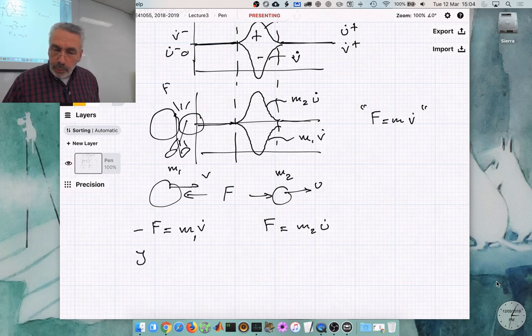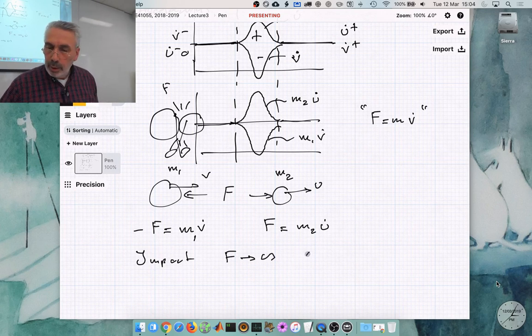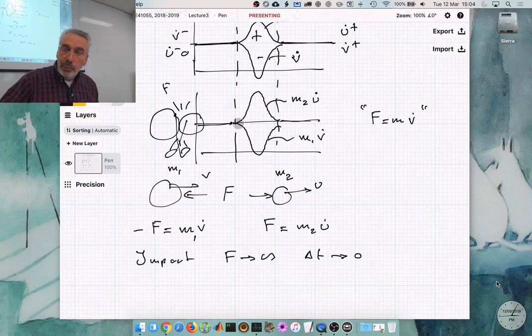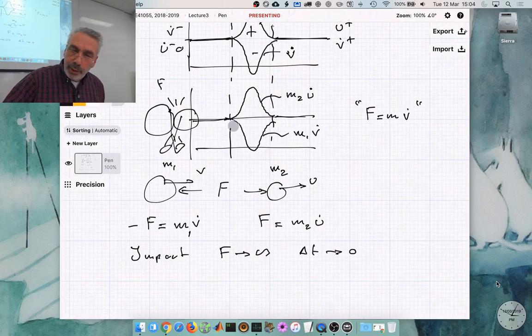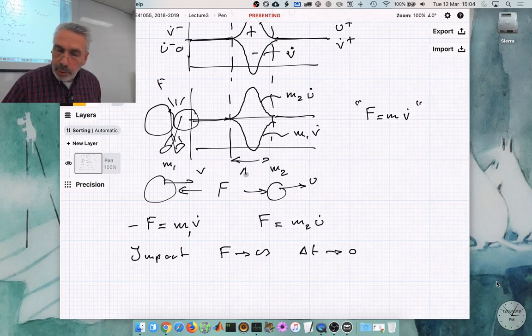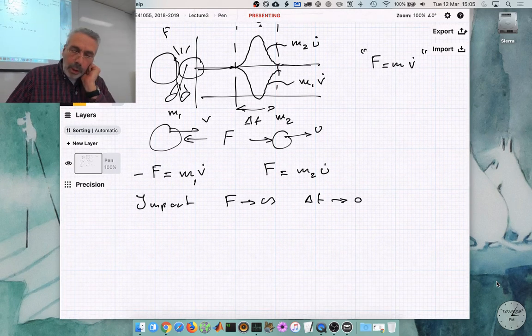Now we go to the impact case, where we say that the force becomes very high and the time becomes zero. And that's the idea. Here we see finite forces, but now we're going to shrink this time interval, this was delta t. We're going to shrink this, and we're going to increase the force, because we want to keep the area a little bit the same. And that's actually the whole idea of this impulse, right? So what are we going to do? We want to keep this area constant.